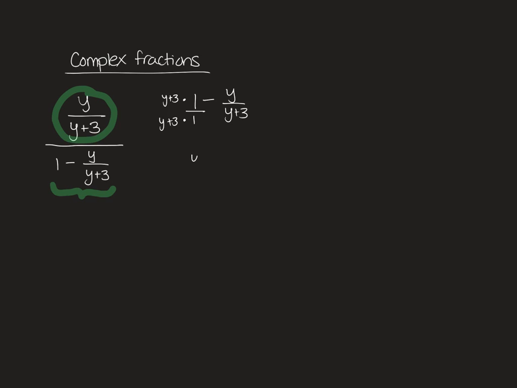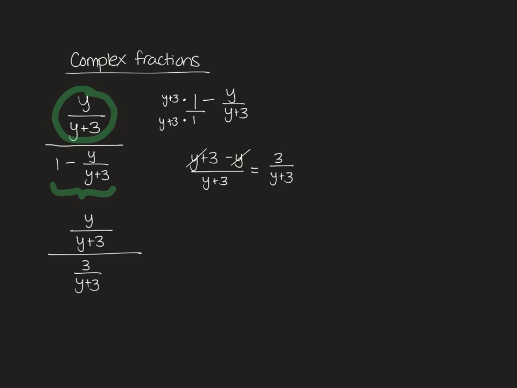So what I will get is y plus 3 minus y over y plus 3. That will simplify. y minus y is 0, so we will get 3 over y plus 3. This is my new denominator. So I have y over y plus 3 over 3 over y plus 3.